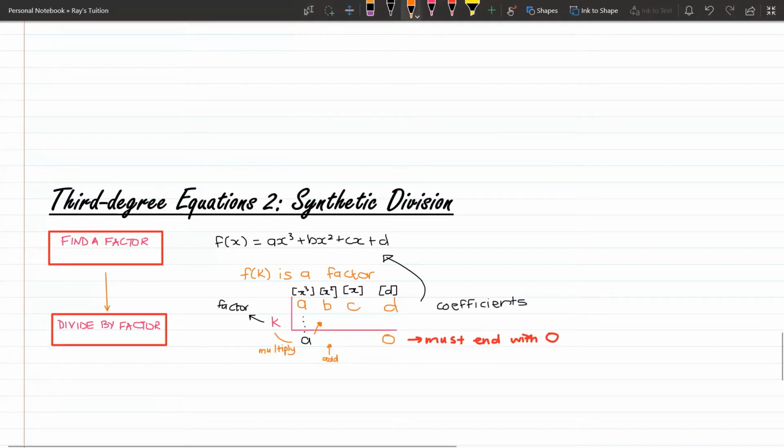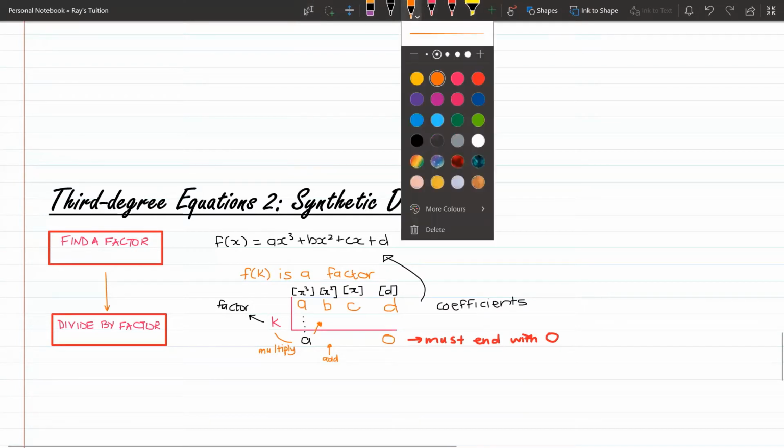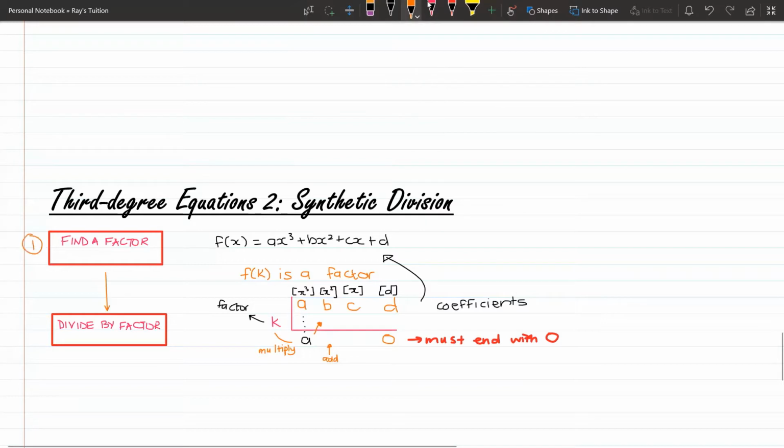So the first step over here is what we have spoken about in the first video. Please have a look at it if you have not. It is how to find a factor. So first of all, we find a factor, and then once we have a factor, we then divide our equation by that factor and find out what the rest of the equation is. So that is the step that involves synthetic division.